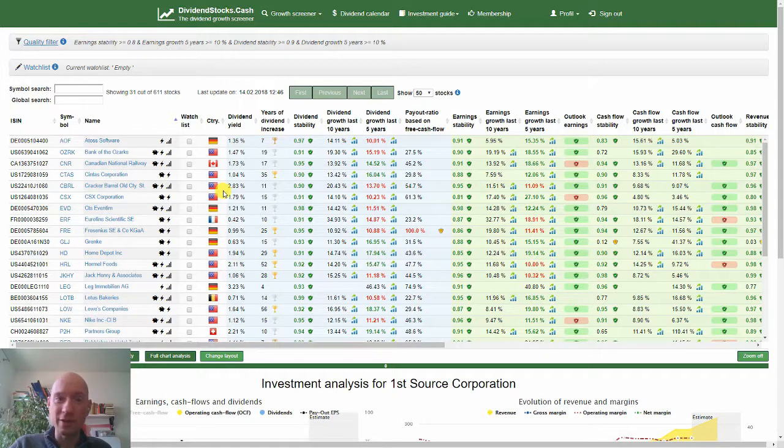Quality before quantity, you can say. I don't want to have as many stocks as possible, but I want to have as many high quality stocks as possible. And here is the output matching our criteria.